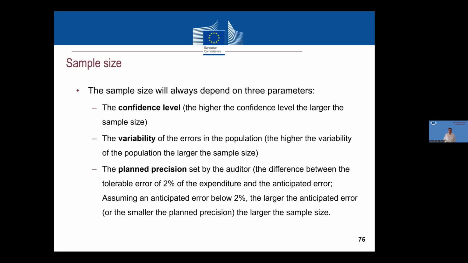As was said before, the sample size mostly depends on 3 things that you now know very well. Confidence level: the higher the confidence level, the larger the sample size. The variability of the errors in the population: the larger the variability, or the more heterogeneous the population is, the larger the sample size. And the planned precision: the smaller the planned precision, the larger the sample size, or in other words, the closer the anticipated error is to the materiality threshold, the larger the sample size, as we saw in that symmetrical graph, where the sample size always grew towards the materiality threshold of 2%.